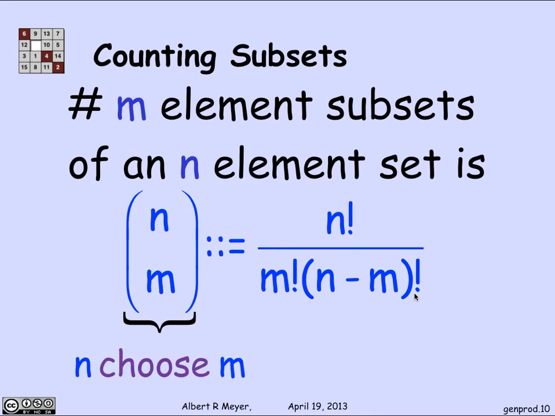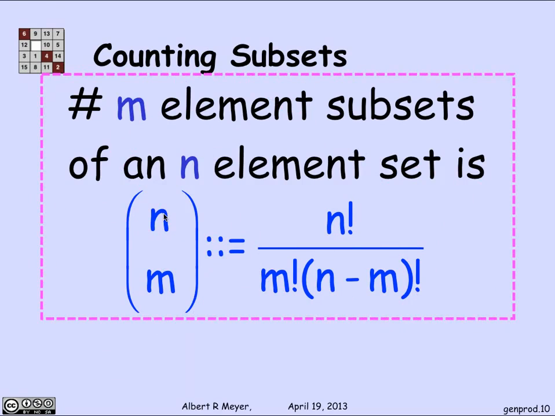And again, that notation, the binomial coefficient, n over m, is n choose m. And this is an absolutely fundamental formula that you need to remember because we will be using it constantly and repeatedly.